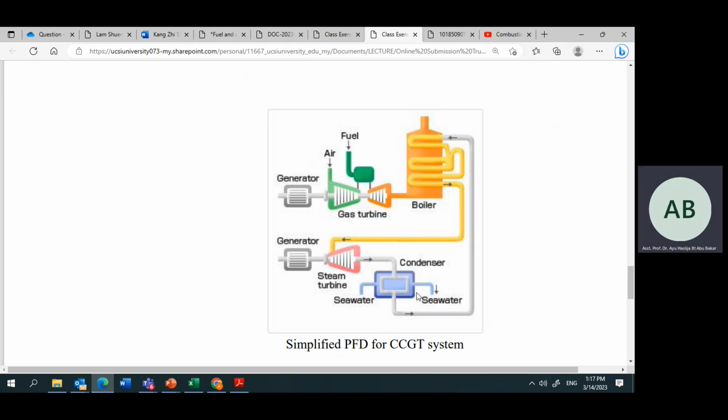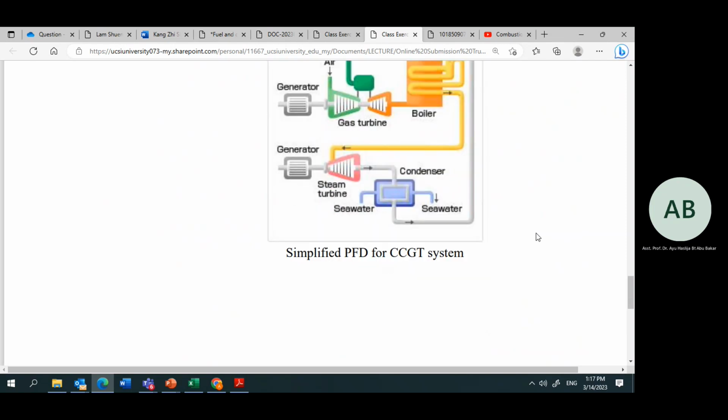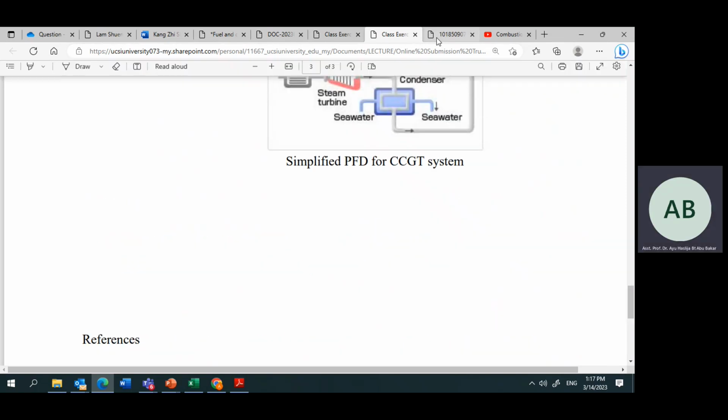From this diagram, because this is a condenser, seawater in, seawater out. So from here we can see the purpose of seawater is as chill water, cooling water, to condense the steam into liquid form, then enter back to the boiler to be heated up. Perhaps this power plant is next to the sea. Okay, thank you.